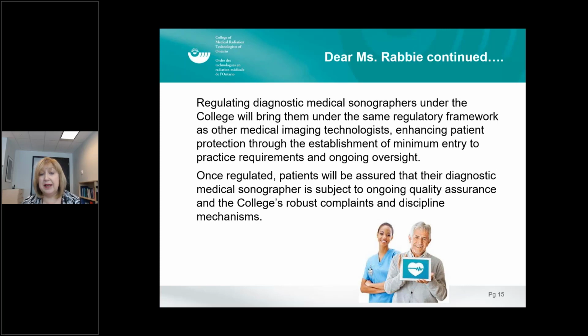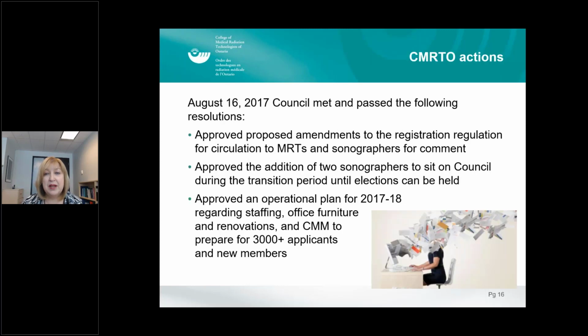And that once regulated, patients will be assured that their diagnostic medical sonographer is subject to the ongoing quality assurance and complaints and discipline mechanisms of the college. So really very much about protecting the public, and that's what the college is about. So what did we do? We got this letter on August 1st, and our council met on August 16th, and they passed 3 important resolutions.